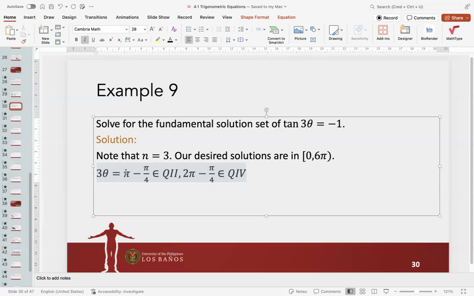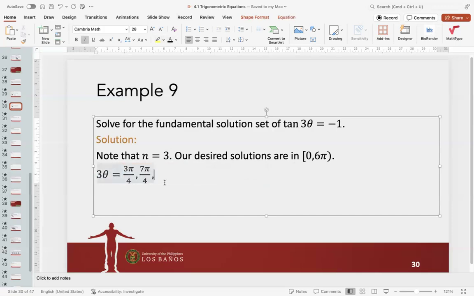So pi minus pi over 4 is just 3 pi over 4. So we know that that is in quadrant 2. And then for quadrant 4, we have 2 pi minus pi over 4. So we get 7 pi over 4. And that's our angle in quadrant 4. So again, this is just in the first cycle.